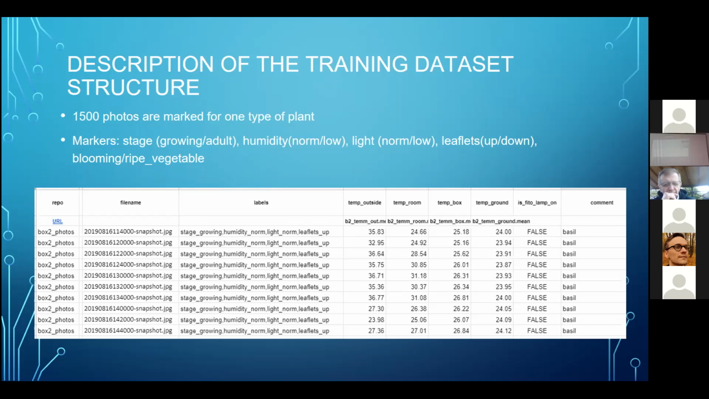Brief characteristics of the plant which we used: temperature outside, temperature in room, temperature in box, in ground, and one of the main is whether the lamp is on or the light is off.